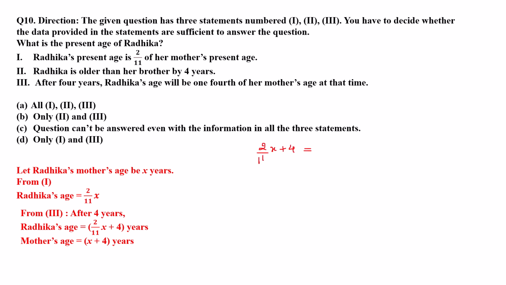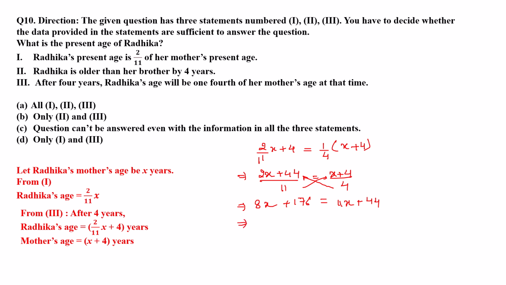And what is the condition given? Radhika's age will be 1/4 of her mother's age at that time. So at that time the mother's age is x plus 4. Now take the LCM here. So it will become (2x plus 44)/11, and this is (x plus 4)/4. Now do the cross multiplication. I'm just writing directly. So it is 8x plus 176 is equal to 11x plus 44.